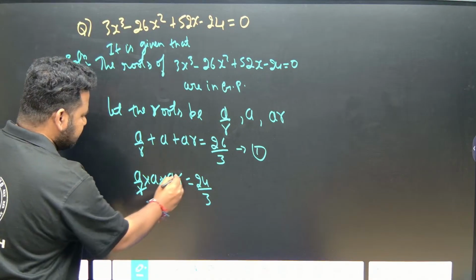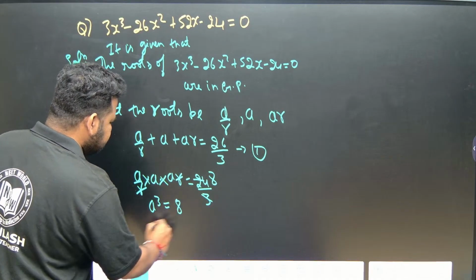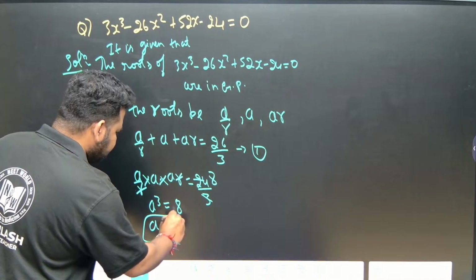Here, see, r and r will cancel. 3 ones are 3, 8 threes are 24, so a cube is equal to 8. That means a is equal to 2. Okay, we got a is equal to 2.